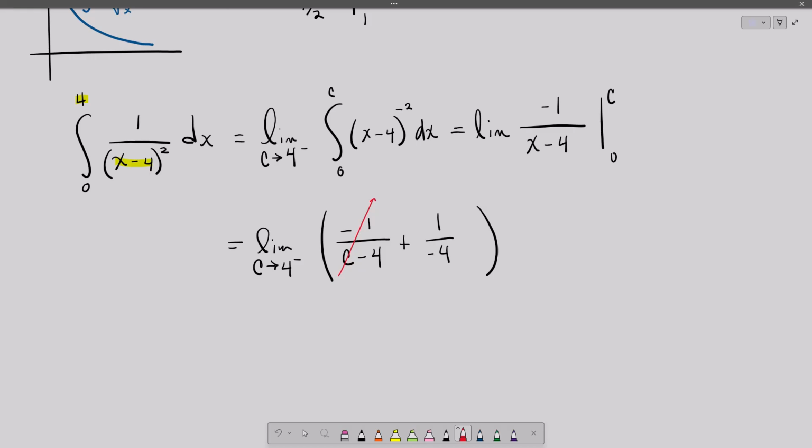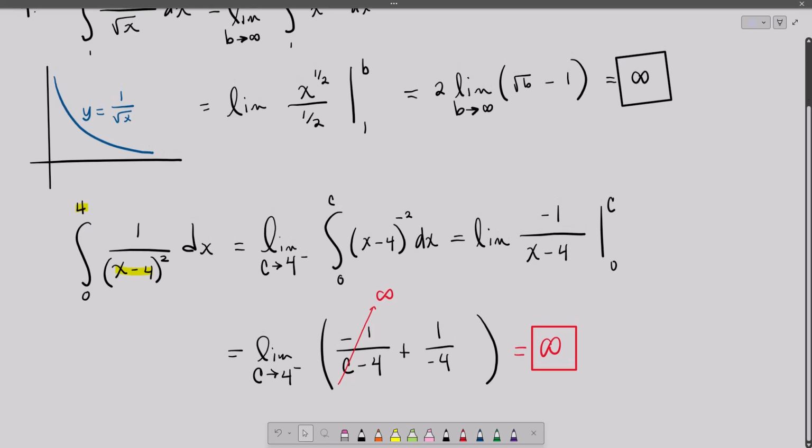Negative infinity. So if we plug in a 4 coming from the left, think about 3.9. 3.9 minus 4 is negative. So positive. Negative and negative is going to make positive. So this will actually go to positive infinity. All right. And then positive infinity minus a fourth is still positive infinity, so this is going to be infinite. So that is also going to diverge.